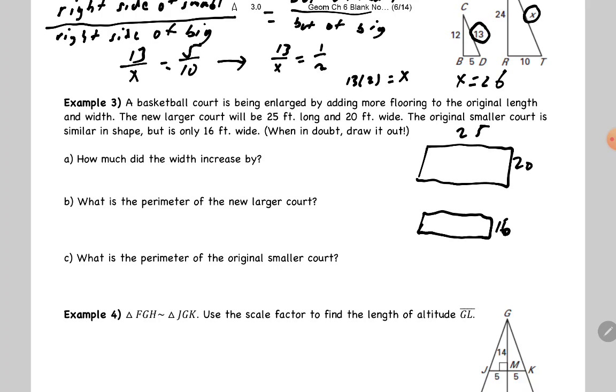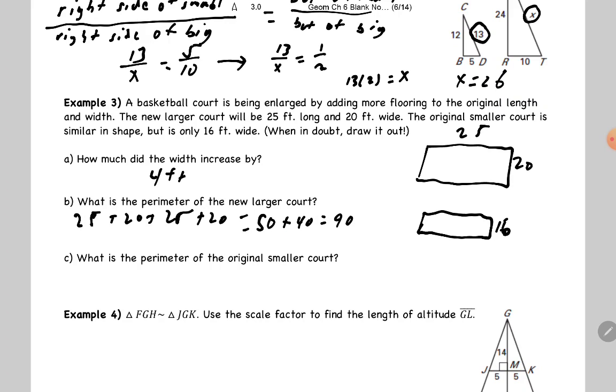Okay. 4 feet. Because we know that the width of the big is 20 feet and the width of the small is 16, so the difference is 4 feet. What is the perimeter of the new larger court? They gave us the dimensions, so we're going to add up all the sides: 25 plus 20 plus 25 plus 20. That'll give us 50 plus 40, which is 90.